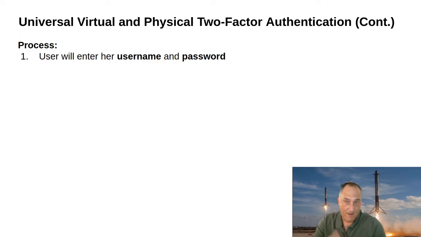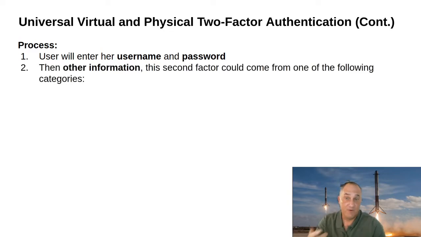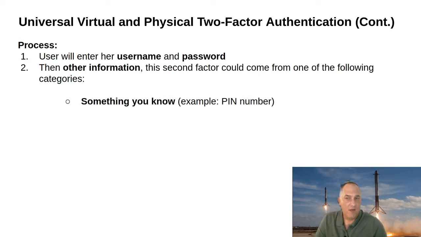Hopefully the password will be unique for every single site, and even the username might be unique. That's another discussion for security. But then there's another piece of information, what they call other information. This second factor could come from different categories. One of them is something that you know, for example, a PIN number. So it gets in there, you put a username and password, and it says, okay, give me your PIN number.